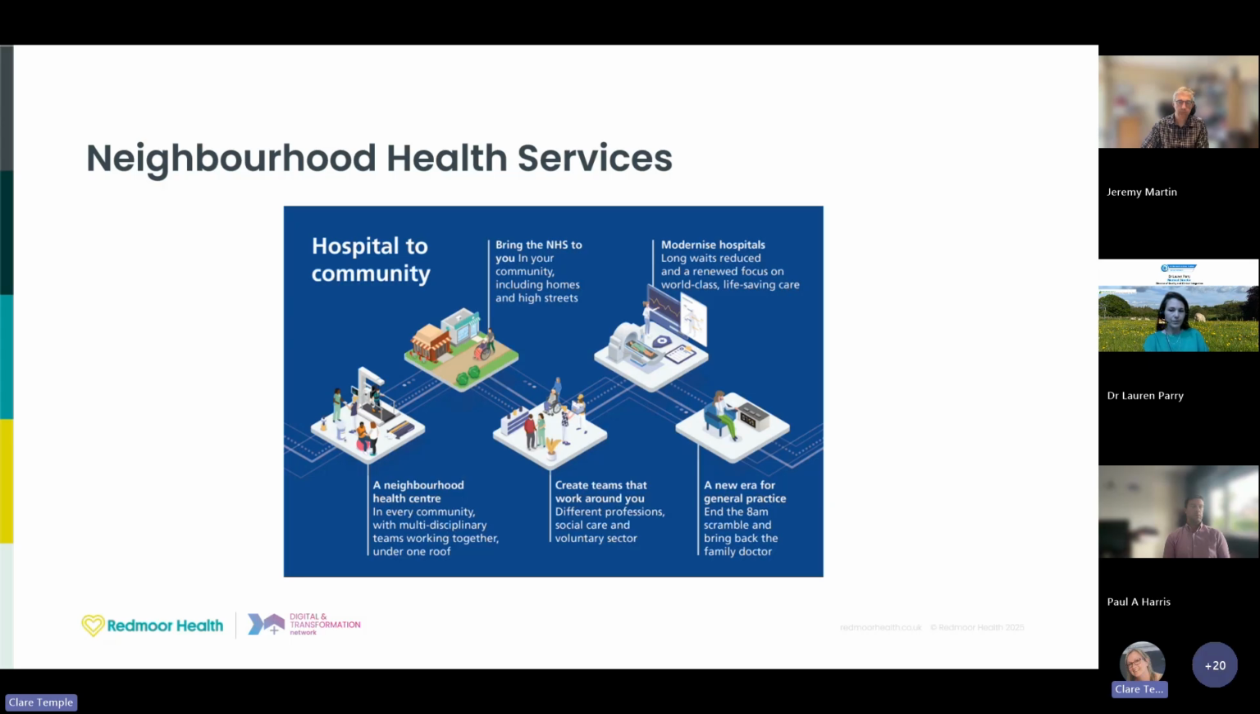But when they work together, we don't just talk about problems, we actually fix them with care that fits each community. So now I'm going to pass over to Jeremy, who's going to talk us through risk stratification, what it means, and how we can use it in population health management. Jeremy.